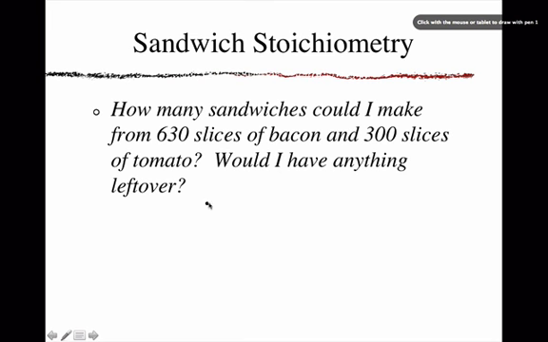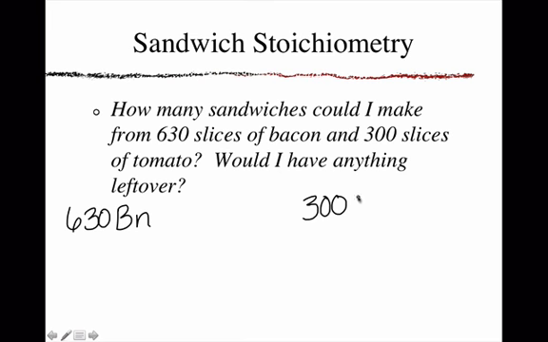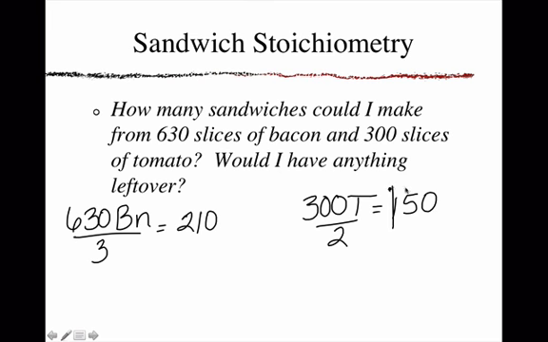So the next one, how many sandwiches could I make from 630 slices of bacon? So I have 630 bacons, and I have 300 slices of tomato. So we're going to do the same thing. Into each of the sandwiches, there goes 3 strips of bacon. So 630 divided by 3 is 210 sandwiches. And the tomatoes, we go for 2, and this can make 150. So the answer here would be I can make 150 sandwiches because I would run out of tomatoes before I run out of bacon. So would I have anything left over?